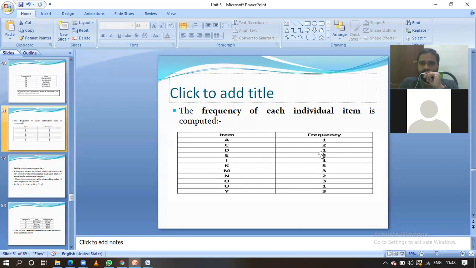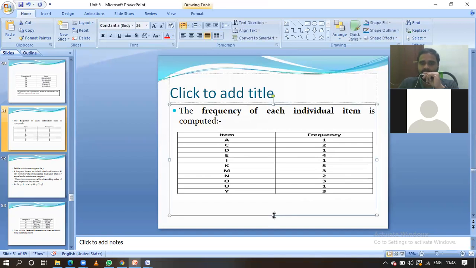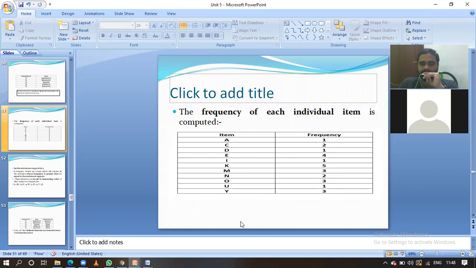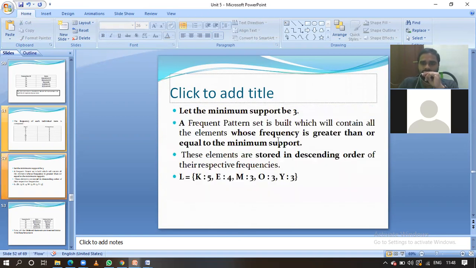Likewise, E will be there. Why? Because its frequency is greater than 3. IB is eliminated. Likewise, after the elimination by using the minimum support, we got some of the items. Let us see what the items are. After the elimination, we got this. We have to place these items in descending order: K 5 times, E 4 times, M 3 times, O 3 times, and Y 3 times.